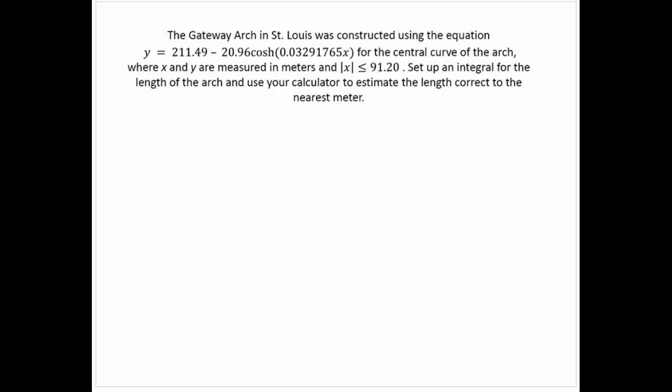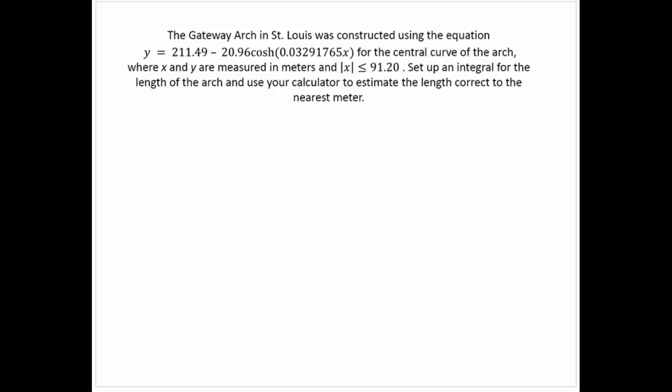The Gateway Arch in St. Louis was constructed using an equation, using the hyperbolic cosine for the central curve of the arch, where x and y are measured in meters and the absolute value of x is less than or equal to 91.20. We're asked to set up an integral for the length of the arch and use the calculator to estimate the length correct to the nearest meter.